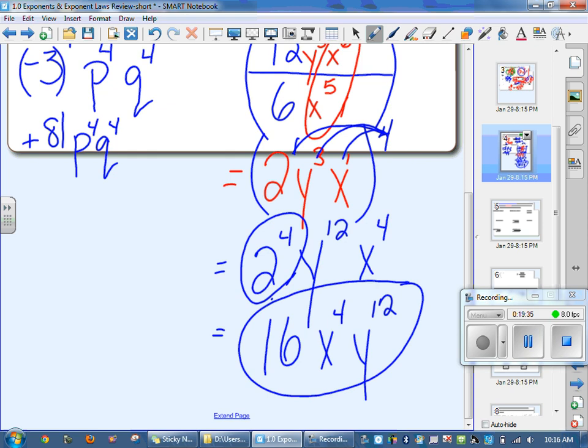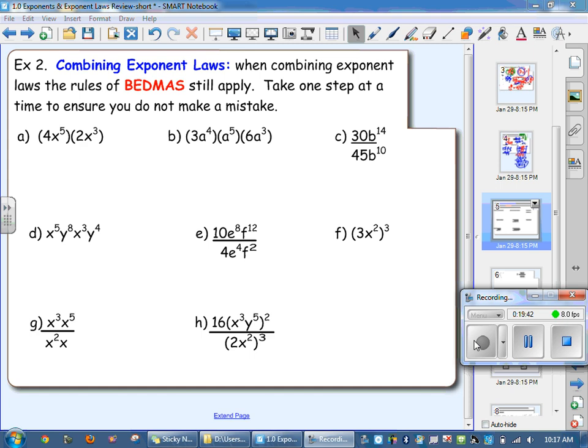Okay, example 2, we're going to now combine exponent laws and have more than one thing going on at a time. If I take a look at A, the only thing that's going on again is the multiplying property, so I add exponents. I'm going to multiply the coefficients, so I get an 8, my base is x, and now 5 plus 3 gives me exponent 8 on my x. That is my final answer. I cannot figure out an evaluated answer because they didn't tell me what x equals.